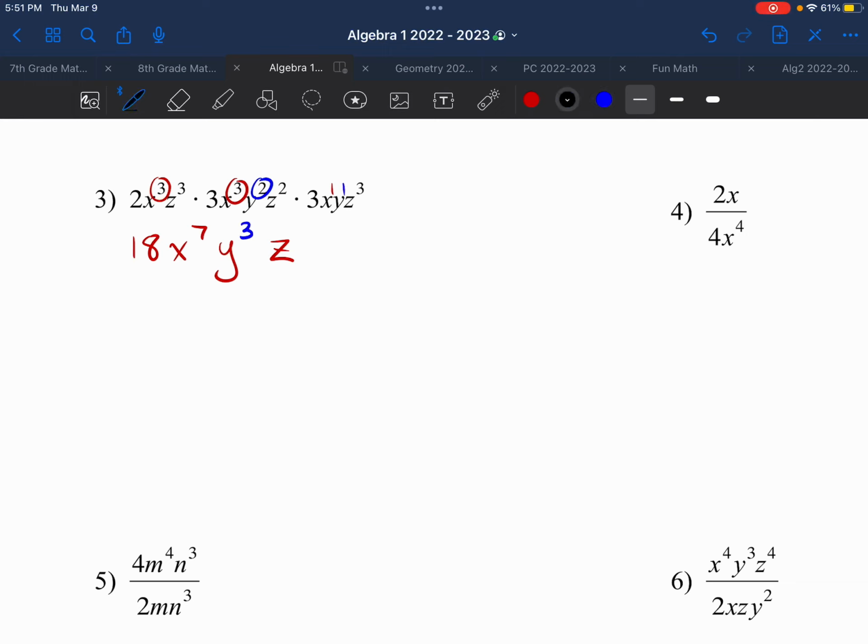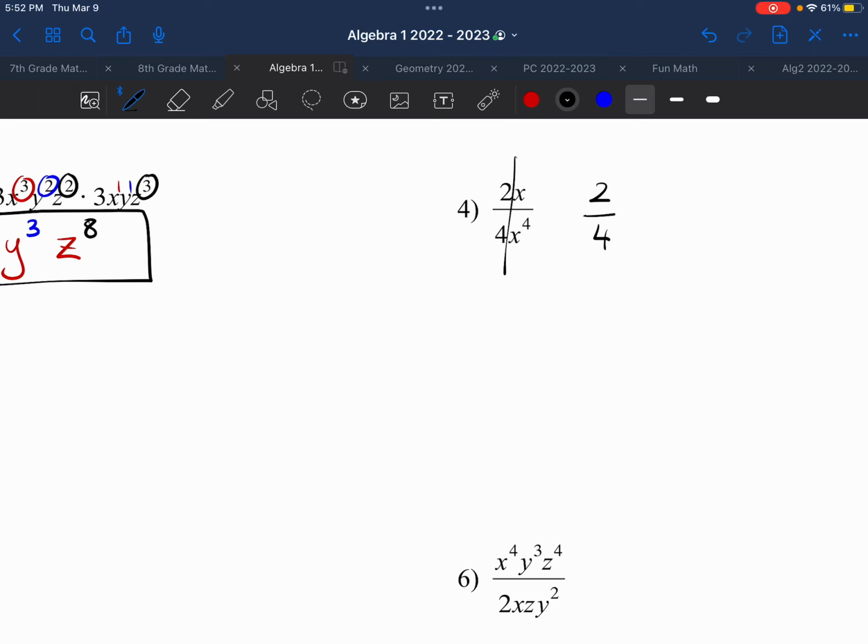All right. And number 4, you have 2 separate problems, kind of. You have the 2 divided by 4, and then this x divided by x to the power of 4. So first, I'm going to reduce this fraction 2 over 4, and I'm going to divide both the top and bottom here by 2. When I do that, the fraction reduces to 1/2. That's one of the 2 problems.